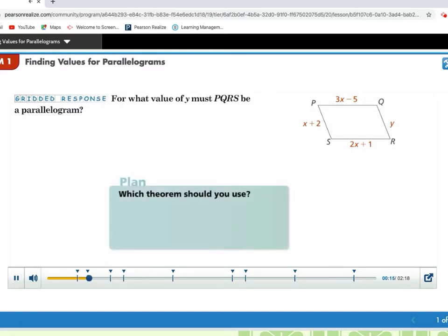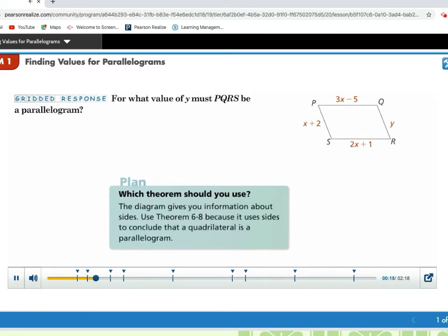Which theorem should you use? The diagram gives you information about the sides, so use theorem 6-8 because it uses sides to conclude that a quadrilateral is a parallelogram.